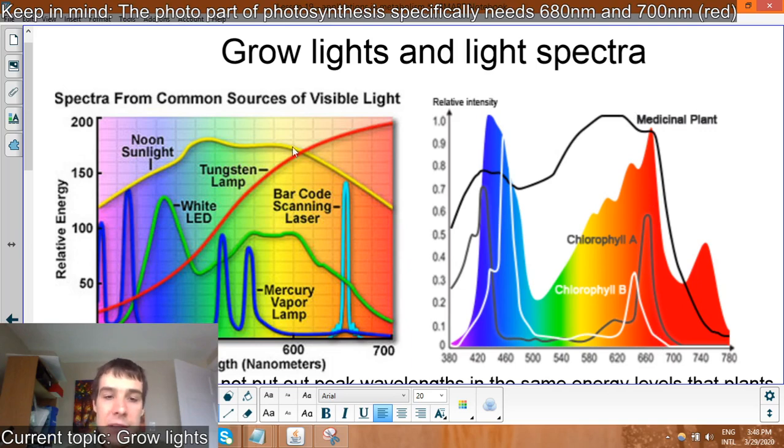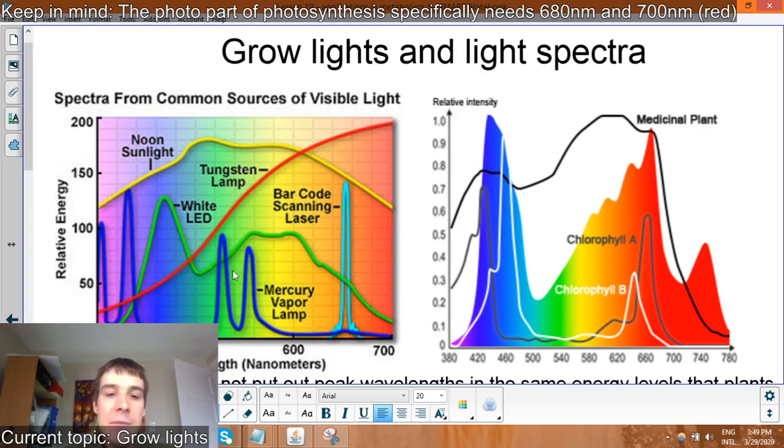Here's a few different common light sources, and we can compare how well they are at hitting the 680 and 700. So sunlight is very good. It's a very broad spectrum thing. A tungsten lamp, like a standard incandescent light bulb, one of those old school light bulbs, is very good in the red, but not very good in the blue. A white LED is very good in the blue, but not very good in the red.